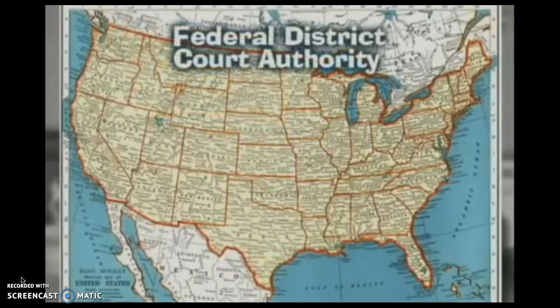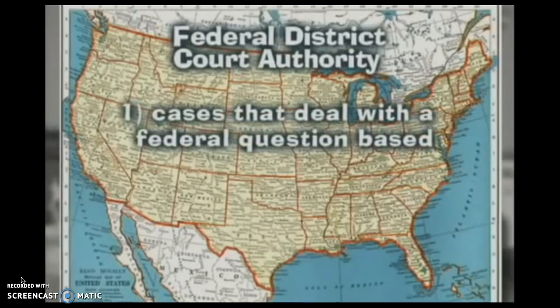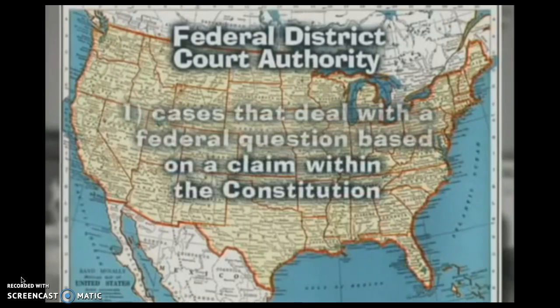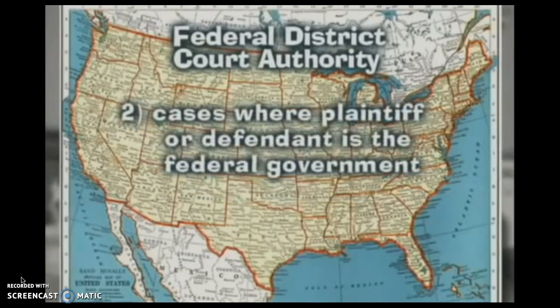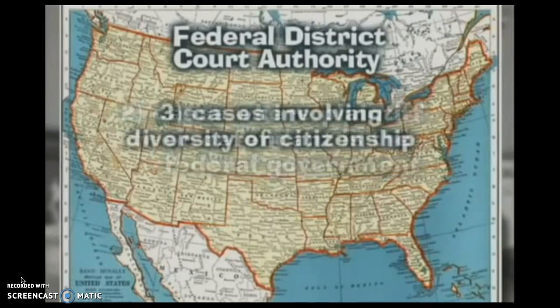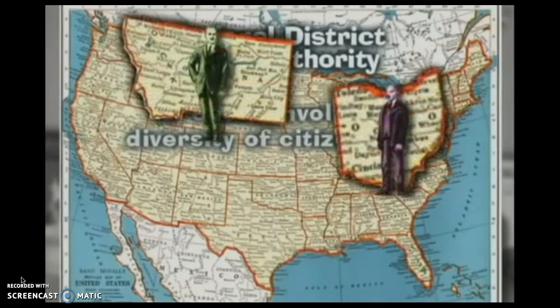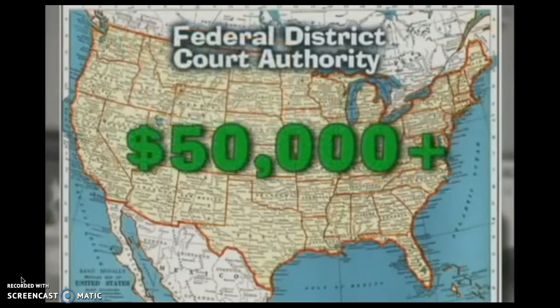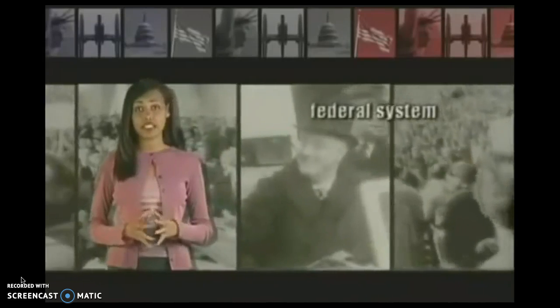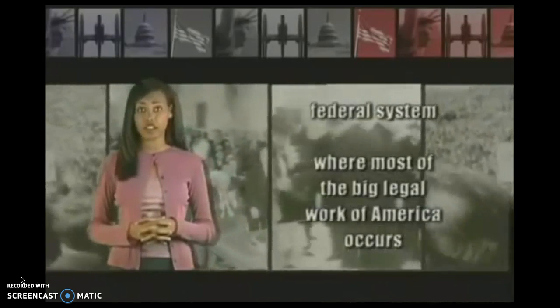What does the authority of the federal district courts include? First, those cases that deal with a federal question whose issue is based on a claim within the U.S. Constitution. Second, cases where the plaintiff or the defendant is the federal government. And third, cases involving diversity of citizenship, meaning cases with people from different states or where the issue involves more than $50,000. It's in the federal system where most of the big legal work of America occurs.